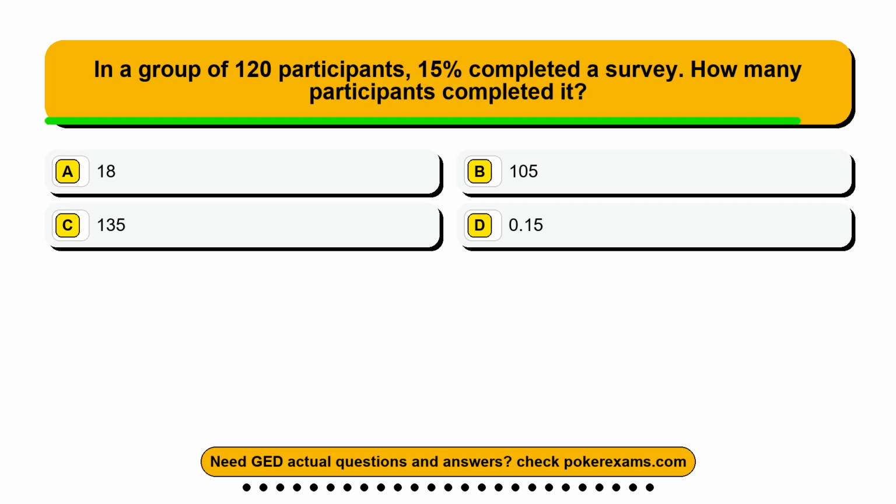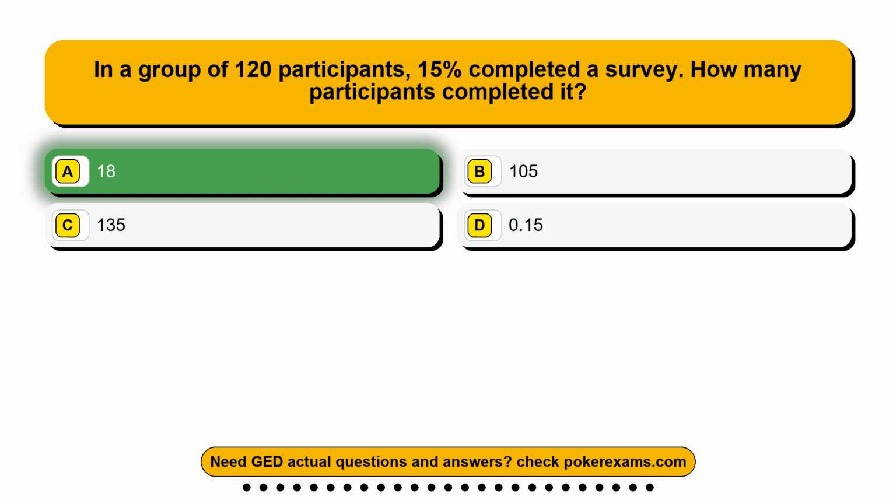Question 6. In a group of 120 participants, 15% completed a survey. How many participants completed it? Option A, 18. Option B, 105. Option C, 135. Option D, 0.15. The correct answer is option A, 18.